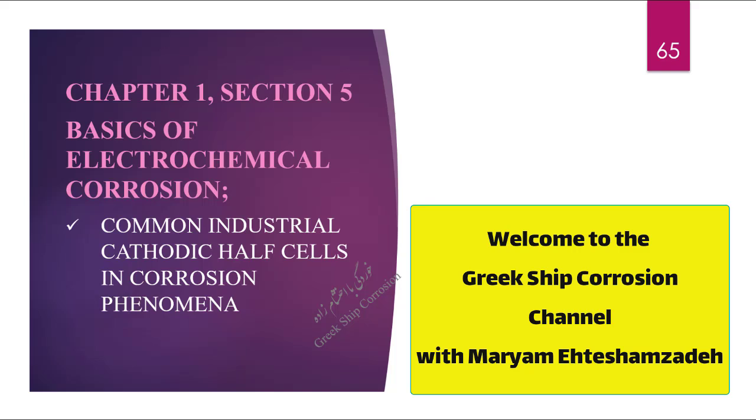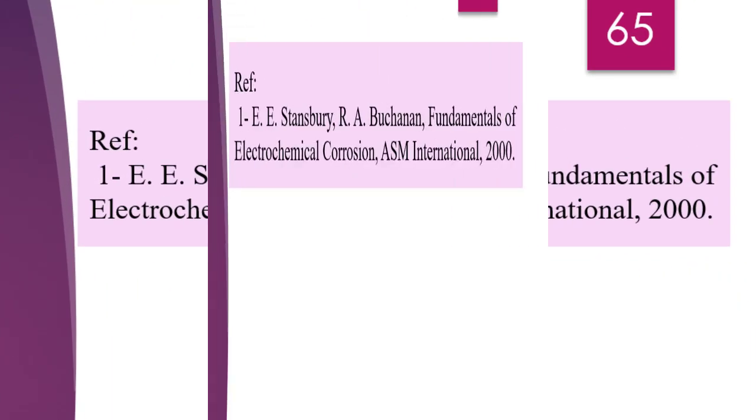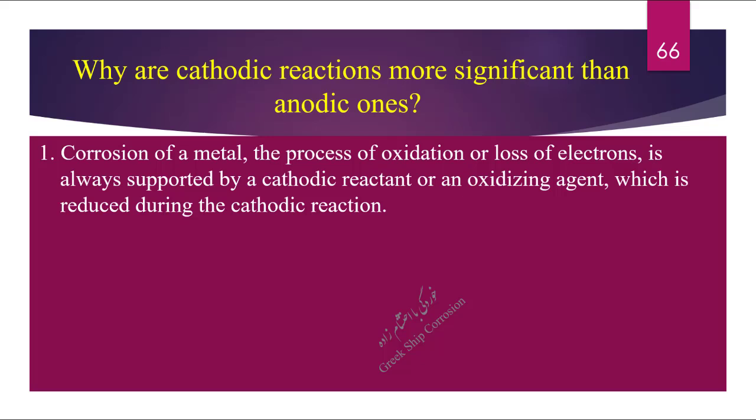Chapter 1, Section 5, Basics of Electrochemical Corrosion. Common industrial cathodic half cells in corrosion phenomena. Our reference is shown here. Why are cathodic reactions more significant than anodic ones?